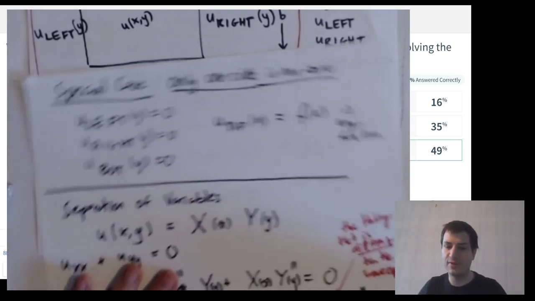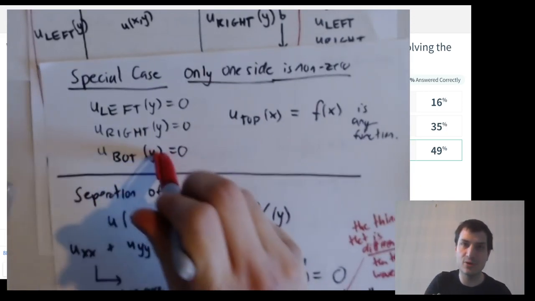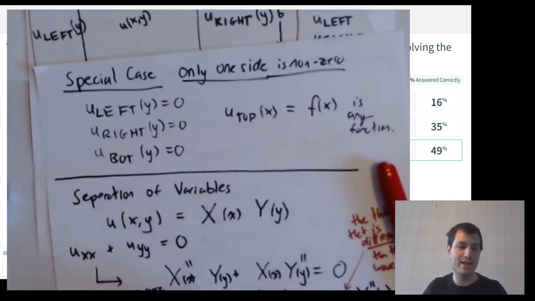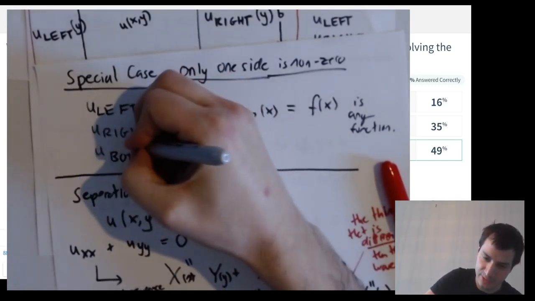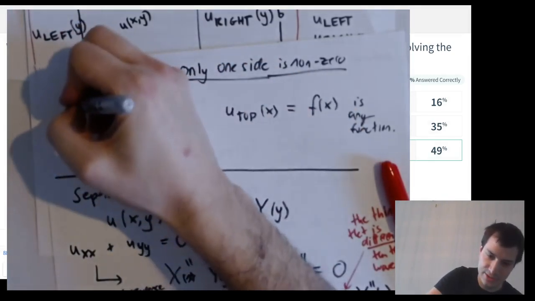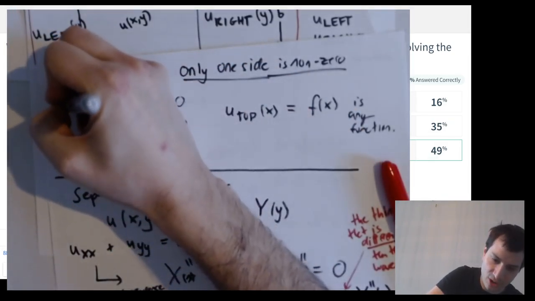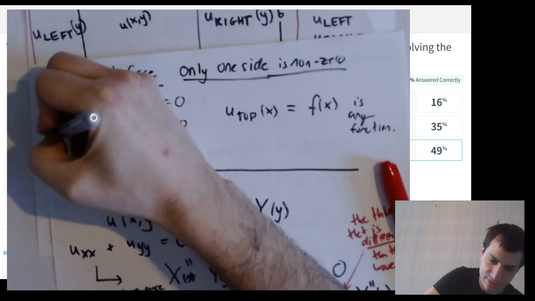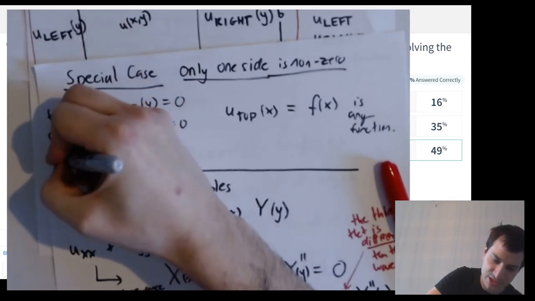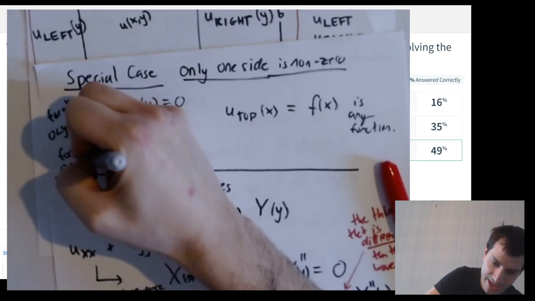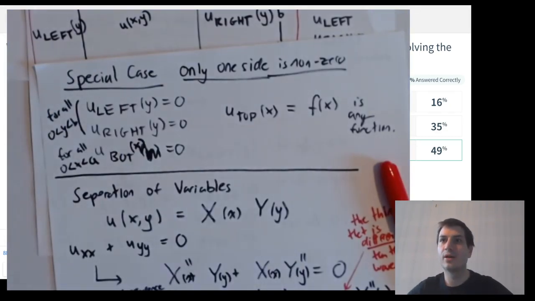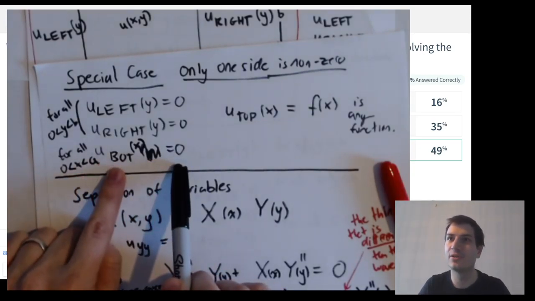Isn't the bottom a function of x? Yeah, the bottom. So over here I wrote u bottom of y, and I should have written u bottom of x. That's very good. So technically this is for all y between 0 and b, and this is for all x between 0 and a, that's very good. Is u bottom in terms of x, y? Okay, same question. Yeah, so you guys caught that. That's very good.